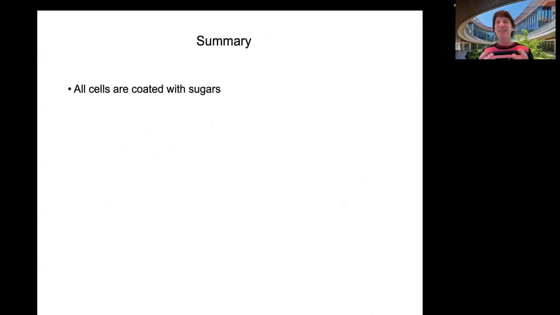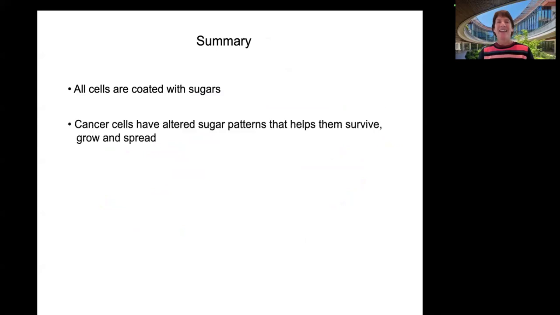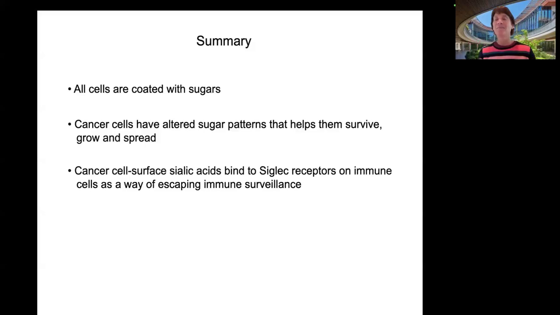First of all, I started out by telling you, in case you didn't know, all of your cells are coated with sugars. Second, it turns out the sugar patterns change on cancer cells. And one of those changes is that they have an abundance of that sugar called sialic acid. Now, based on the research from our lab, we know why that is. It's because when a cancer cell can overproduce sialic acids, it can engage and shake hands with the Siglec receptors on immune cells, which then inhibits the ability of the immune cell to recognize it as a cancer cell and to kill it, what we call immune surveillance.